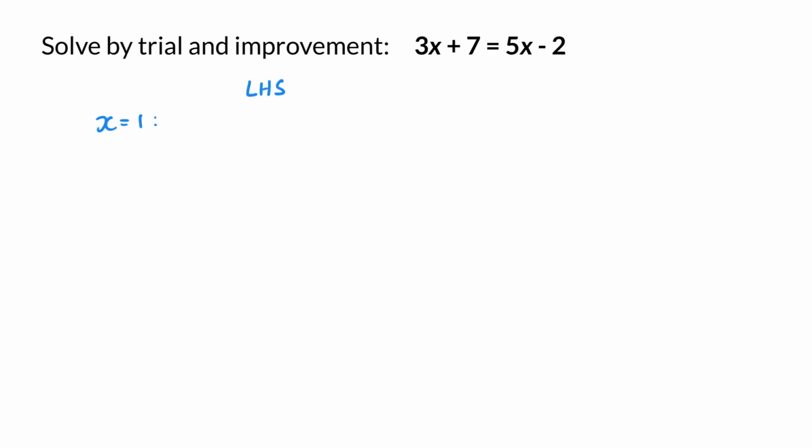3 times 1 is 3, plus 7 is 10. And the right-hand side, I can do in my head. 5 times 1 is 5, minus 2 is 3, right-hand side. Oh dear, I'm far off. Let's jump a little bit higher. How about we try x is 5?